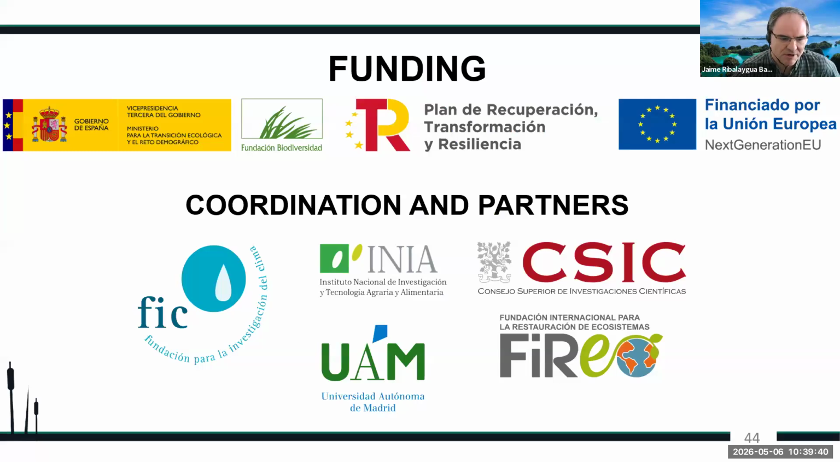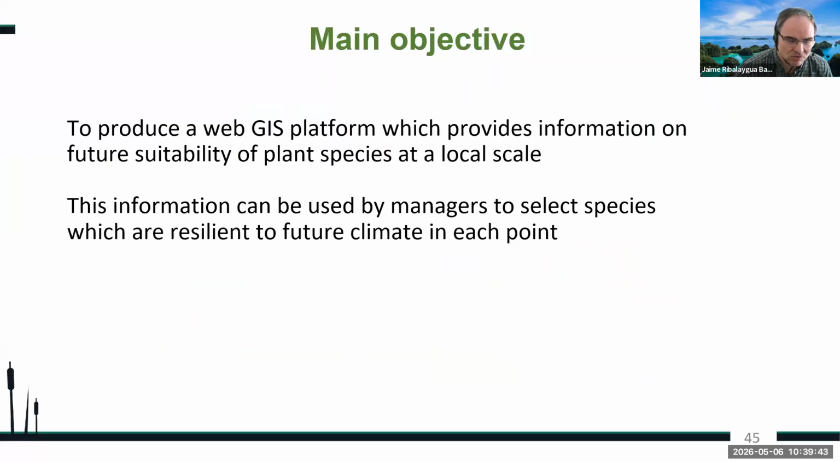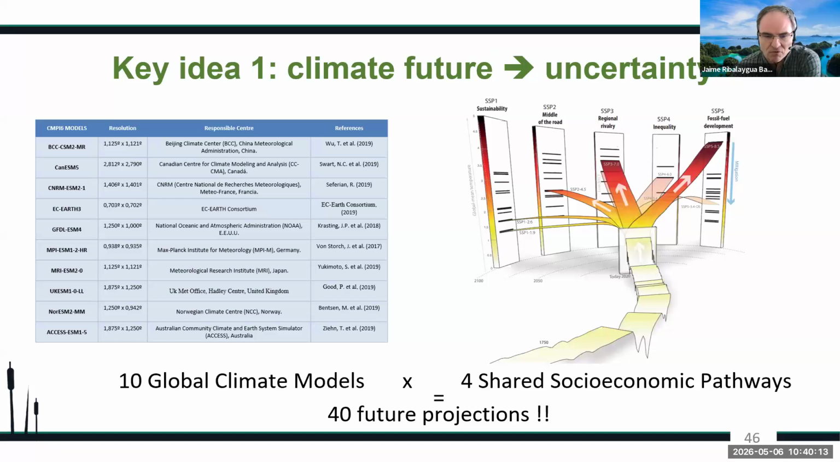These are the partners. Very quickly, I just want to tell you the main objective of the project is to produce a WebGIS platform which provides information on future suitability of plant species at a local scale. And this information is thought to be used by managers to select the species which are resilient to future climate in each point. In this case, wetland managers can use this platform to see which species will be suitable in the future climate for that point.